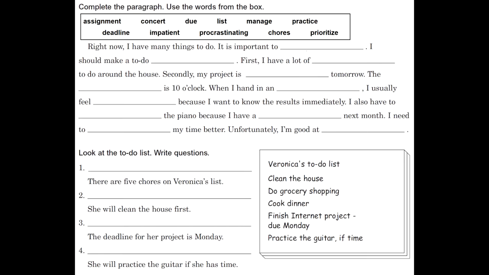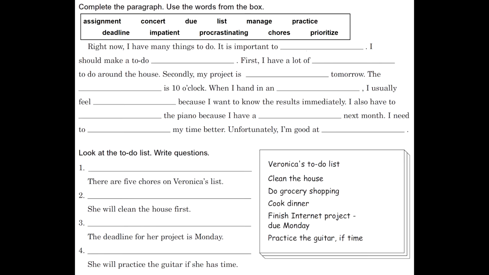Okay, so now we're going to look at Veronica's to-do list and write questions. So for number 1, you can see that the answer is there are 5 chores on Veronica's list. So you can ask, how many chores are on Veronica's list? Okay, and then number 2, the answer is she will clean the house first. Okay, so we can ask, what will she do first?